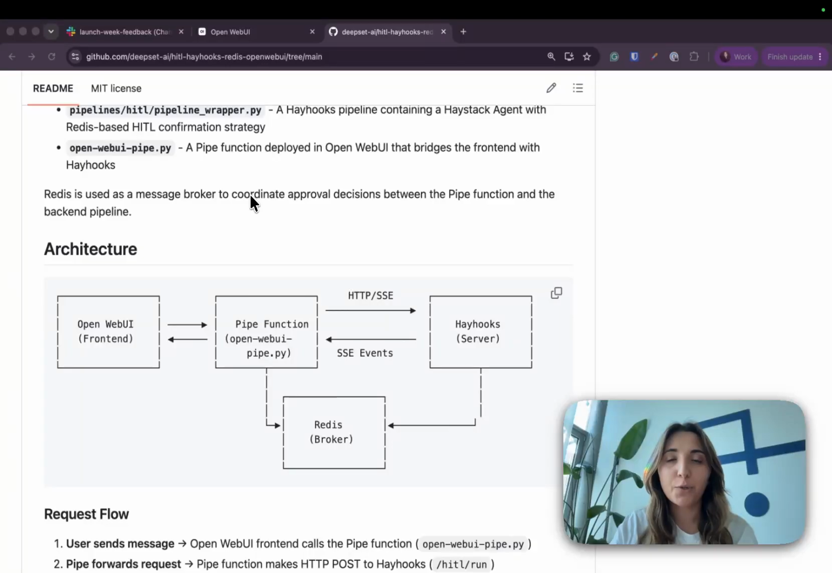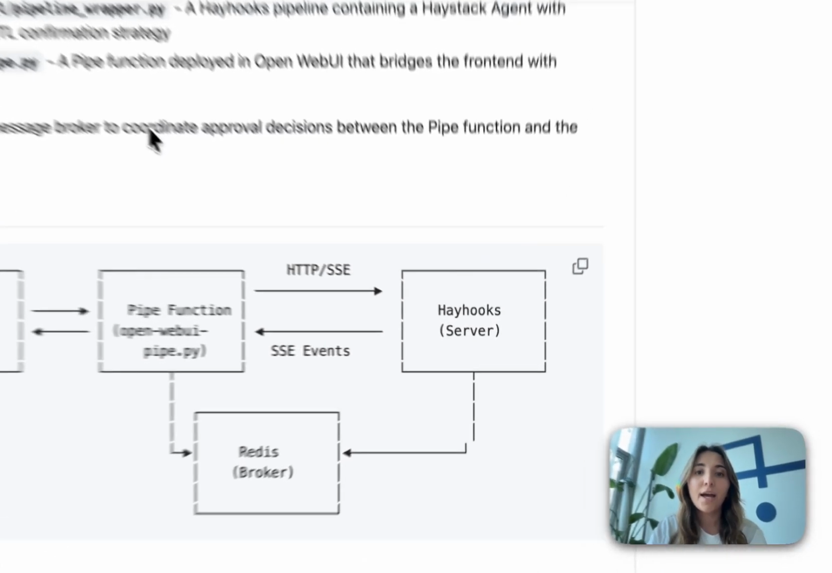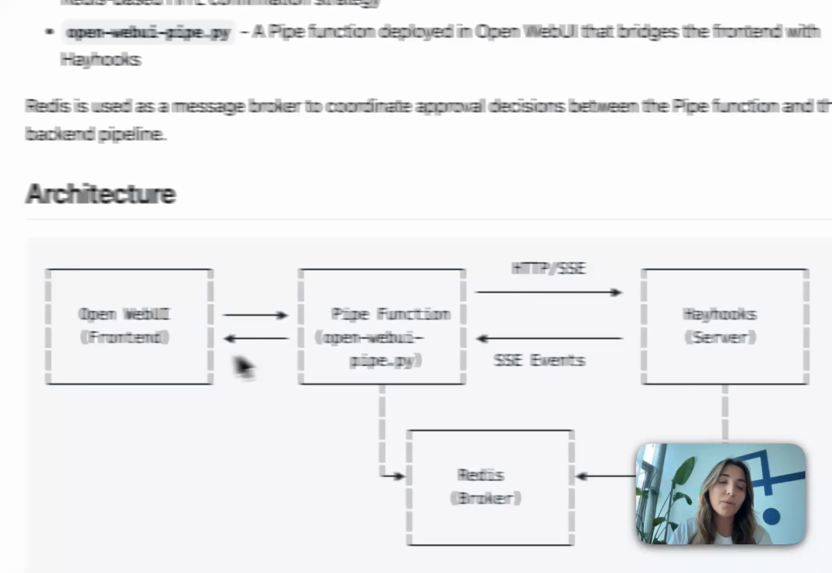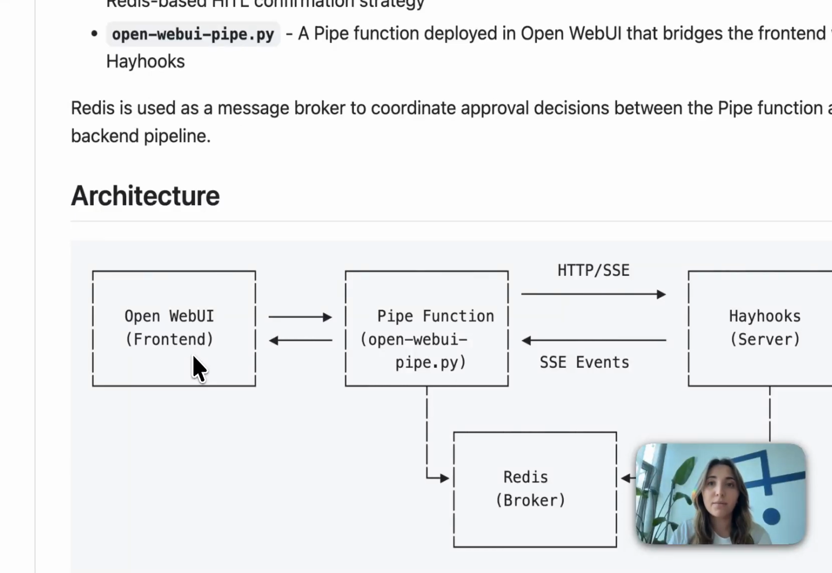Haystack is the framework to orchestrate the AI layer of the application. So the agent, its tool, all the hooks that you need are going to be orchestrated by Haystack. Hayhooks is what turns that agent in a Python script into an actual running service and exposes it as an endpoint.